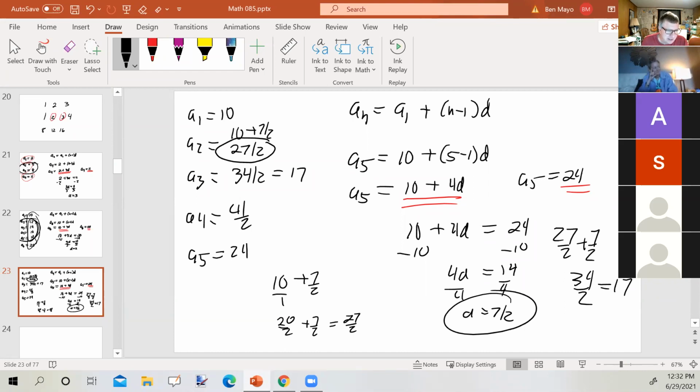Oh, okay. Now, a question might be, well, what if I put in 34/2 instead? Would it mark it wrong? I don't know. Let's find out. Apparently not.